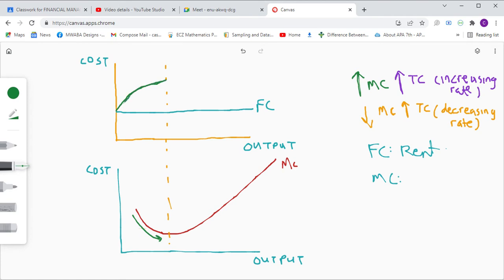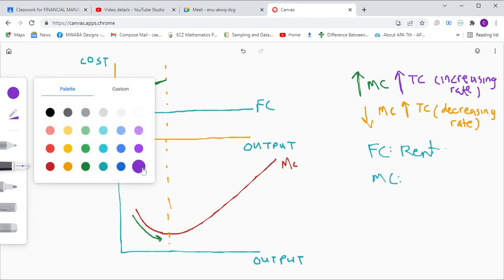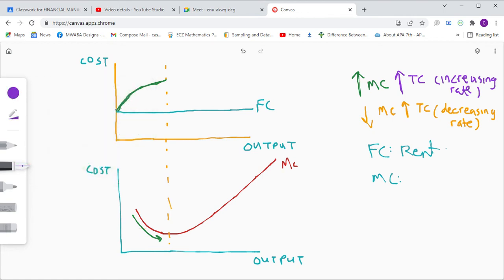Remember, marginal cost is also like the slope. So if you can see the slope, the slope is getting flatter. We have a slope here, we have a slope here, you can see there, slope there. So as you can see, the slope is getting flat. That just means that our total cost is increasing at a decreasing rate here.